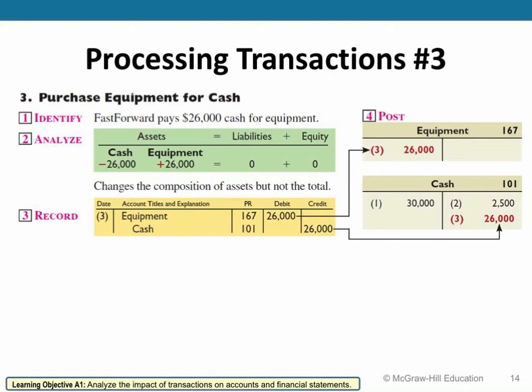So if we were to purchase equipment, equipment would be an asset, so we're going to have debits on the left-hand side, which is going to be increasing. And then we would be paying cash for that piece of equipment. So we're going to credit cash by $26,000, which is going to decrease the amount of cash, and we'll post it on the right-hand side.